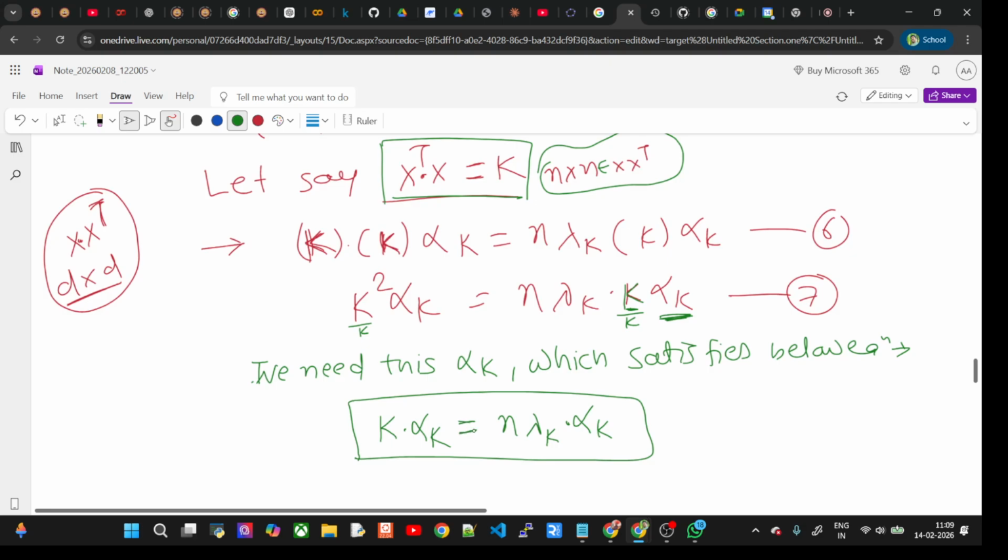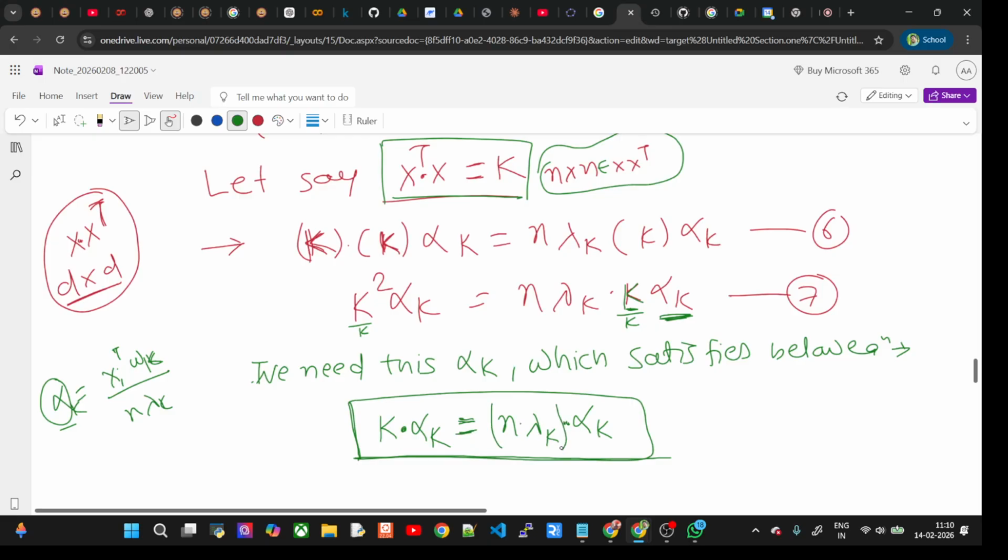So we need this alpha k which satisfies the below equation, which is this value k into alpha k. Okay, but don't consider, earlier I showed you alpha as xi transpose wk divided by n lambda k. You said that okay, I want this alpha k, but this alpha k depends on wk, so you can't take that. What you need is some other alpha k which satisfies this equation, k into alpha k equal to n lambda k into alpha k.